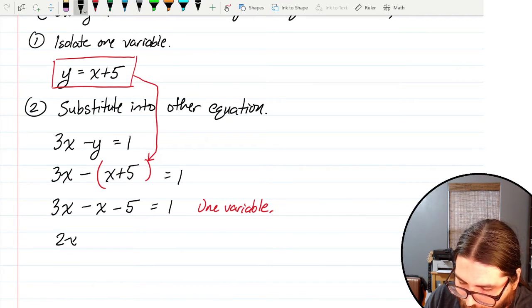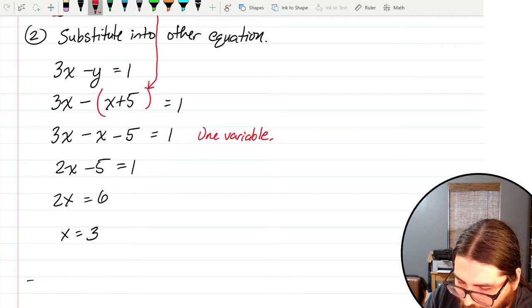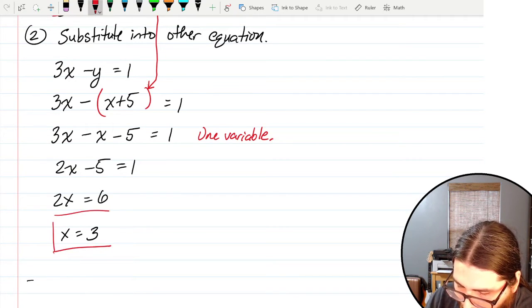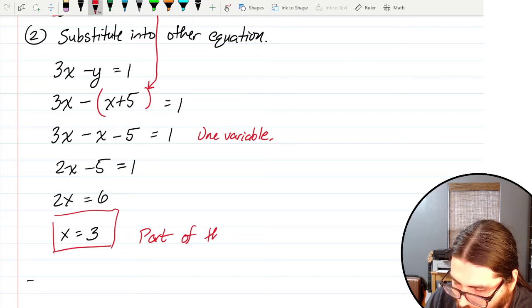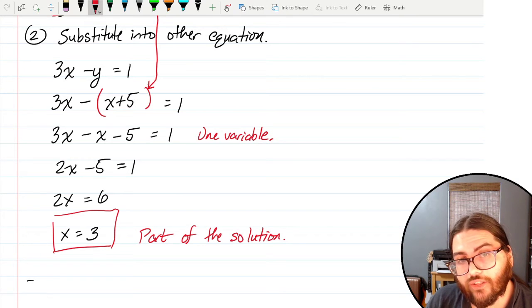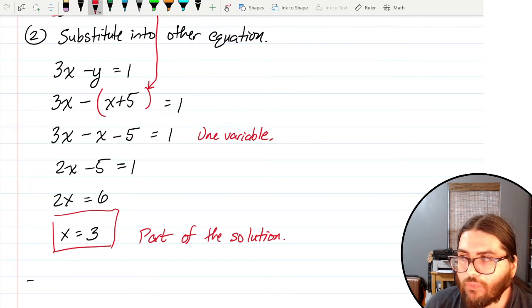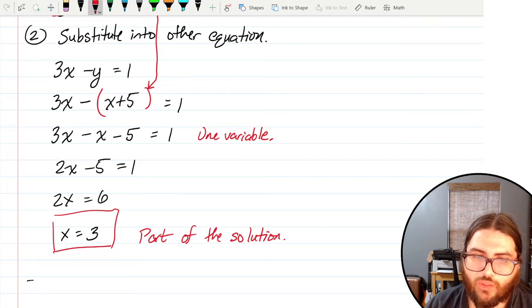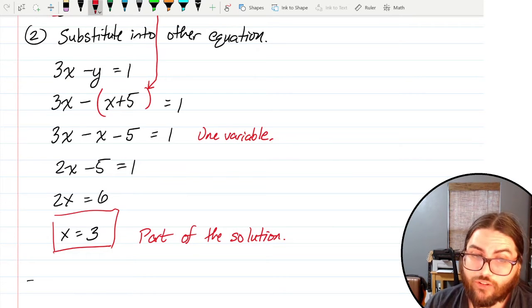3x minus x is 2x minus 5 equals 1. Add 5 to both sides equals 6. And then divide by 2. X equals 3. So this is part of the solution. Remember, the solution required both an x variable and a y variable. I had to know both of them to count that as the solution. This tells me that if there is a solution, then x has to be equal to 3. Remember, that's that step 0. Right? So assuming there is a solution, the x has to be 3.